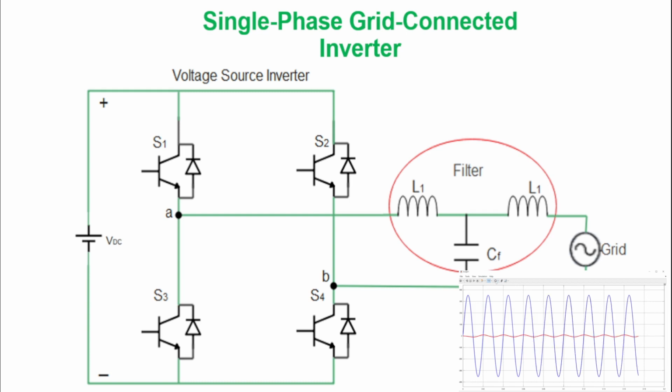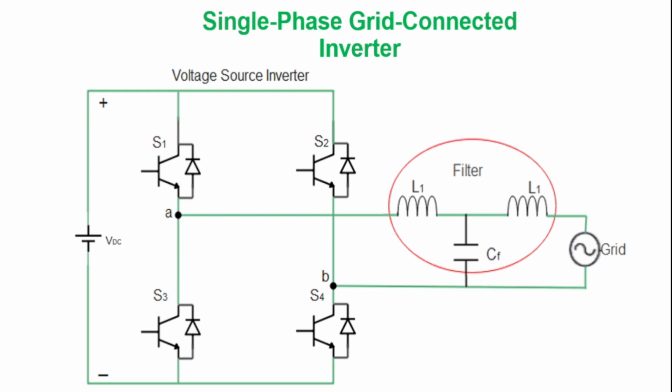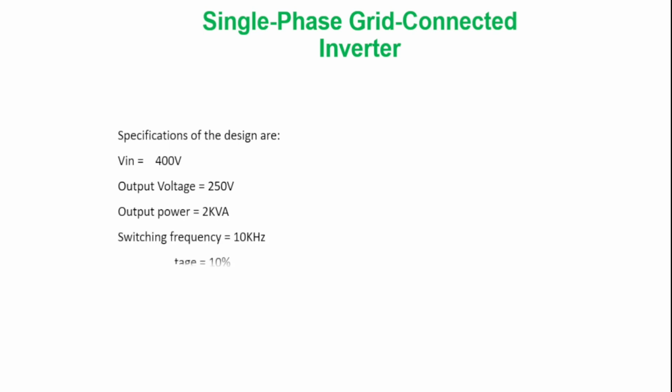The specifications of the single-phase grid-connected inverter that we are designing today are as follows. Input voltage 400 volts, output voltage 250 volts, power output 2 kVA, and the switching frequency is 10 kHz. The percentage ripple voltage is 10%.